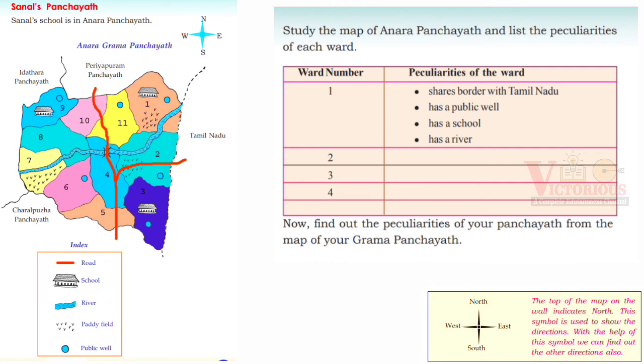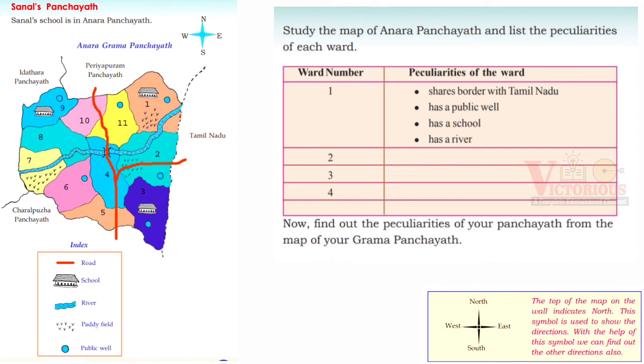Ward number 1, peculiarities of the ward already mentioned there. First one shares border with Tamil Nadu. That's right? Has a public well, has a school, has a river. So that is enrolled in ward number 1, right? Then can you tell me ward number 2? Yes. Shares border with Tamil Nadu. Same as ward number 1, right? Very good. Then, yes, has paddy cultivation there, right? Then, has a river. Yes, has a road. Has a public well. Very good.